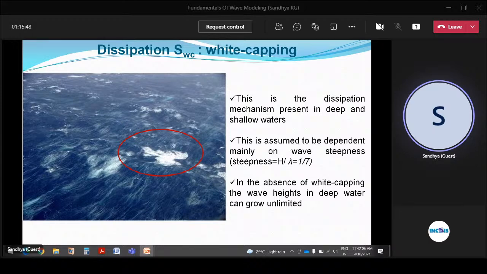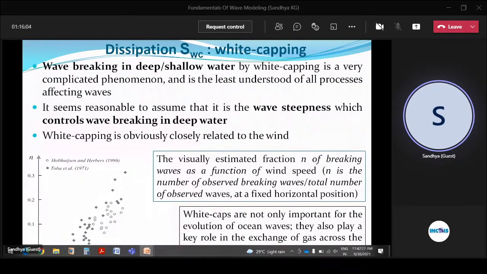The mechanism behind this term is not very clearly understood, but normally it is assumed to depend mainly on the wave steepness, given by wave height divided by wavelength. In the absence of whitecapping, the wave heights in deep water can grow unlimited. Since this is the least understood of all the processes affecting waves, it is mostly given as a tunable coefficient in the wave model equations. And wave steepness is the parameter which controls wave breaking in deep water.